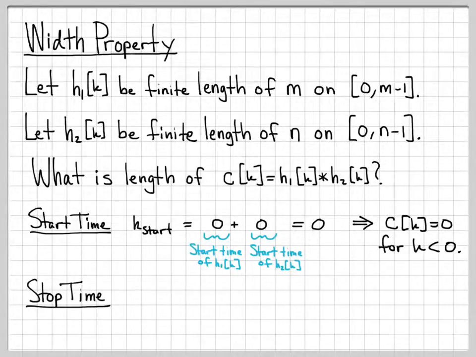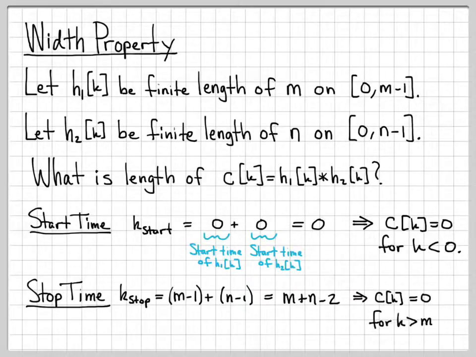We can do the same thing for the stop time. At what point do we know that c of k will stop being on and turn off, be 0 from some time and up? Same type of computation: k stop is just going to equal m minus 1, which is the stop time of h1, plus n minus 1, which is the stop time of h2. If you add these together, you get m plus n minus 2. So the last possible time that c of k could be on is m plus n minus 2. For any times larger than this, we know that c of k is going to be 0. So we now know that c of k is 0 for k less than 0, and it's equal to 0 for k greater than m plus n minus 2.